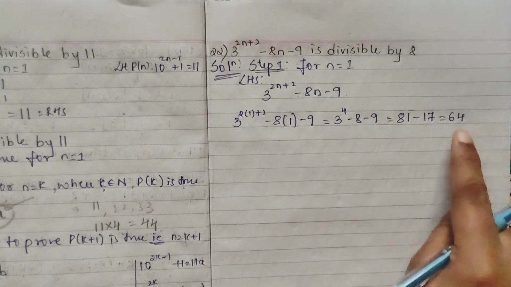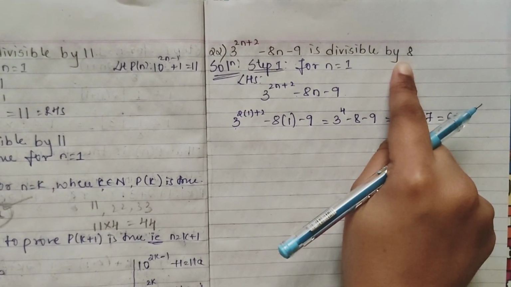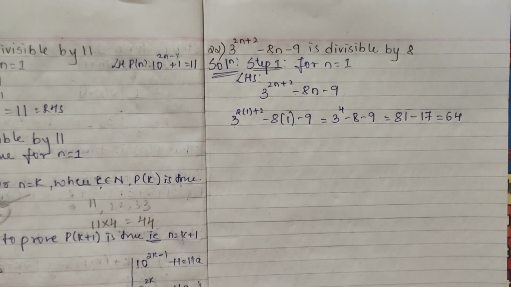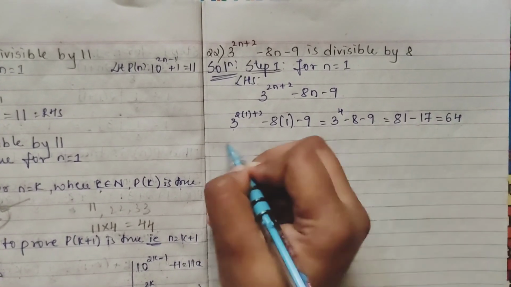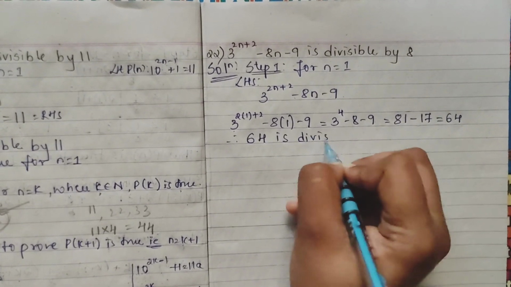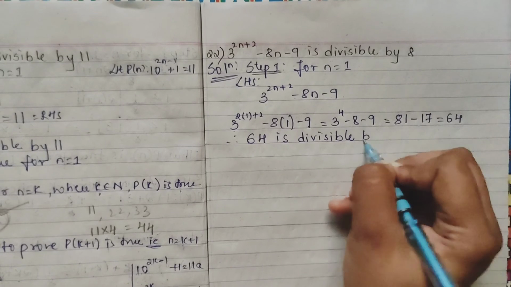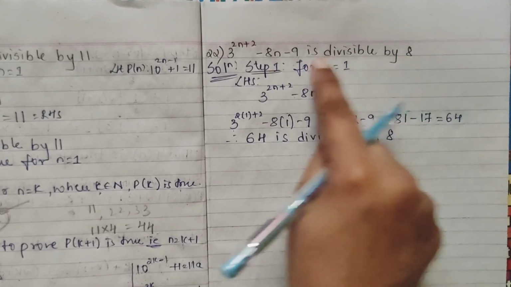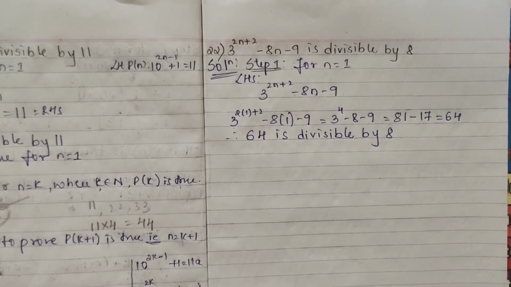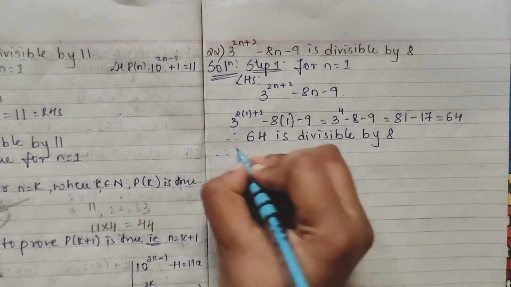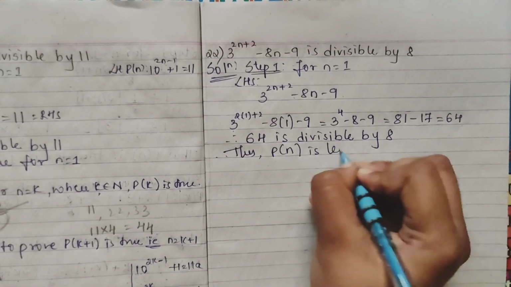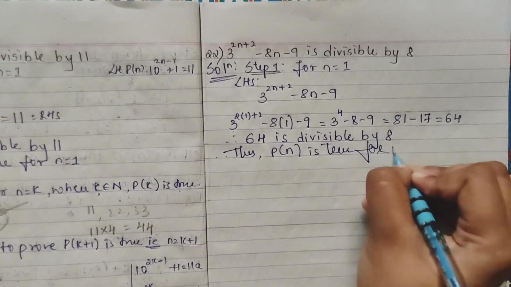64. And 64 is divisible by 8. Yes, right, because 8 eights are 64. 64 comes under your 8 table. So therefore you can write 64 is divisible by 8, which means this statement which they have given is true. Therefore P of n is true for n is equal to 1. You can write thus P of n is true for n is equal to 1.